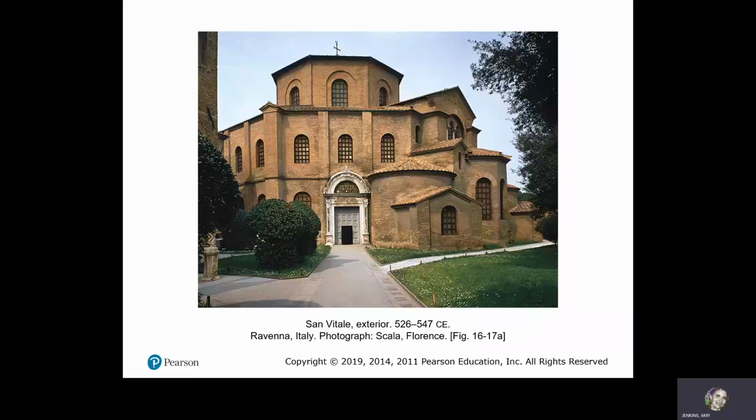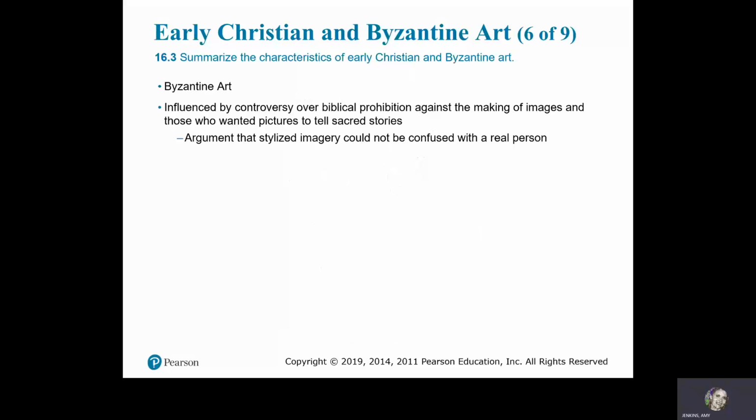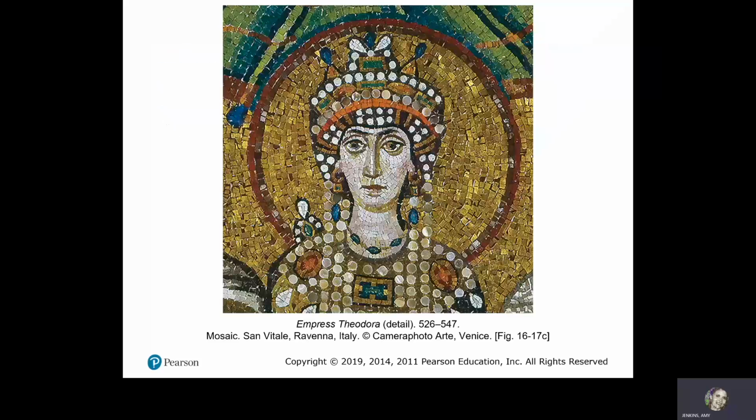San Vitale exterior in Ravenna, Italy, 526 to 547 CE. Here is a floor plan of San Vitale. Byzantine art is influenced by controversy over the biblical prohibition against the making of images and those who wanted pictures to tell sacred stories. The argument was that stylized imagery could not be confused with a real person. So they used stylized images.